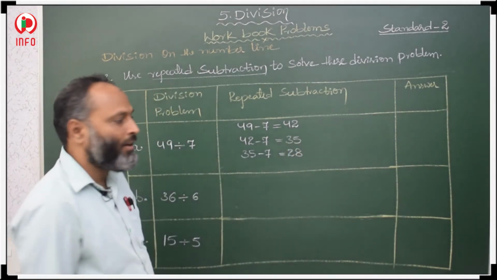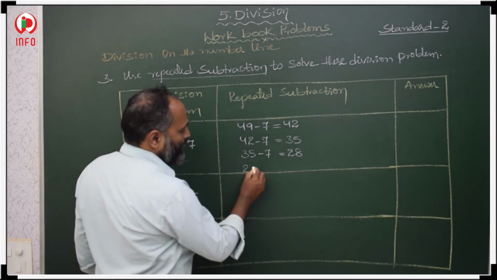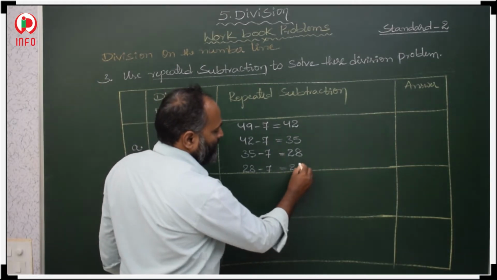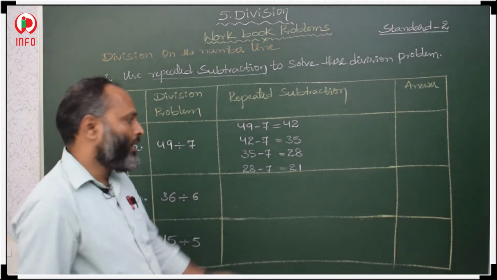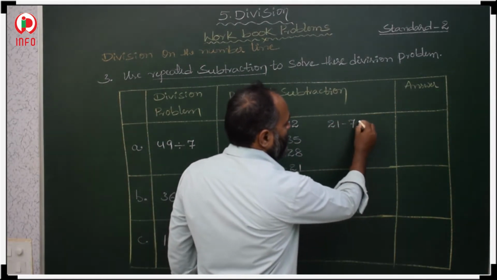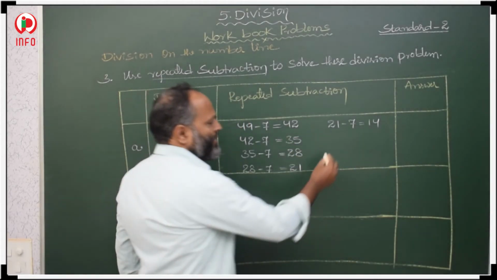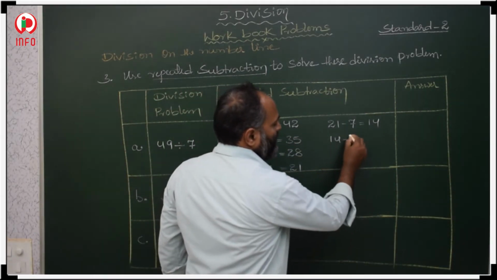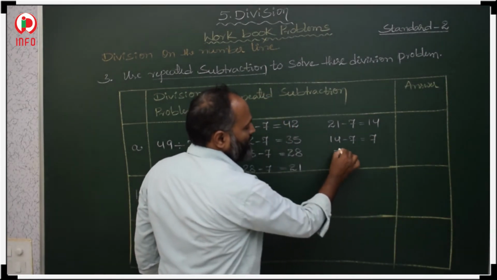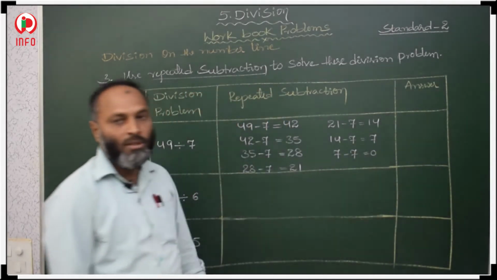And after that, what is the difference here? 28. 28 minus 7 is 21. Again, what is the difference? 21. Difference minus 7, that is 14. Again, what is the difference? 14. 14 minus 7 is 7. Again, what is the difference? 7. 7 minus 7 is 0. Till 0 we have to do.